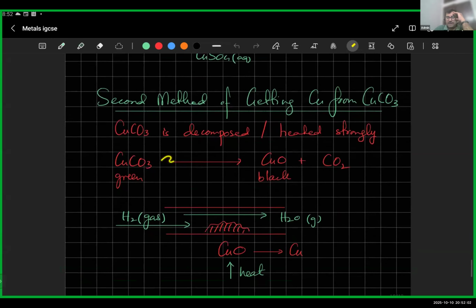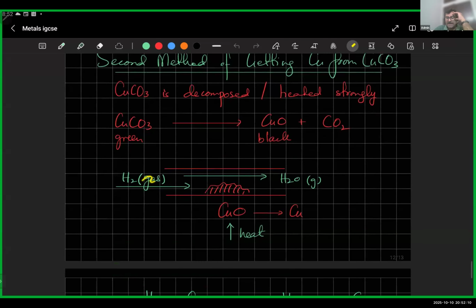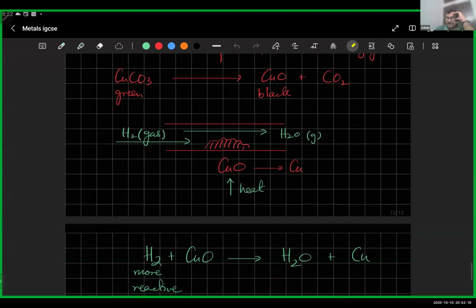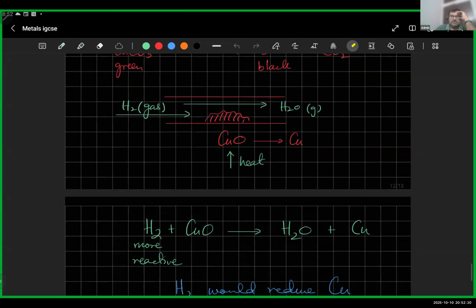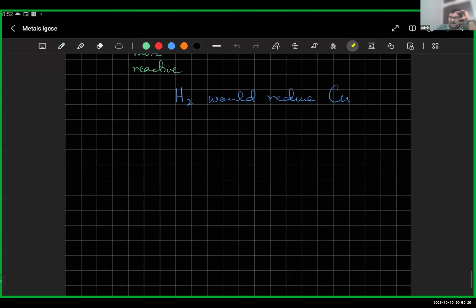If you have copper carbonate, you can heat it strongly so that it decomposes and forms copper oxide, and you can pass hydrogen gas over it, which is more reactive, so it will pull the oxygens out of it and become water, and copper would be produced. So that was the last method that we did. ठीक है? So yeah, I guess that was it.